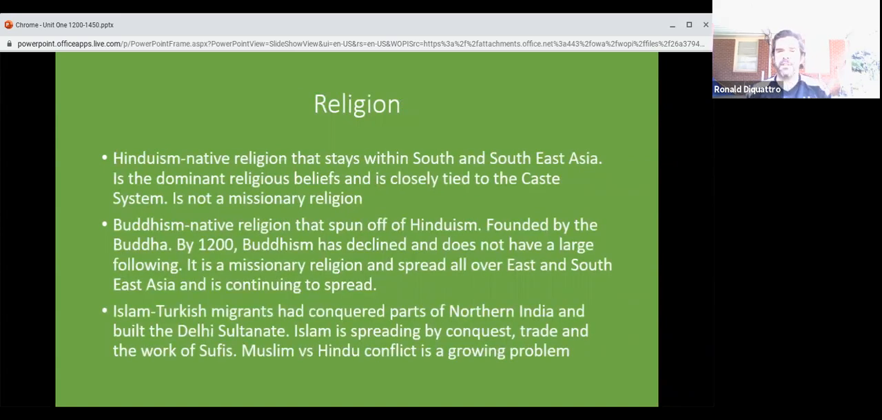Now, religion. There are three important religious practices in South Asia by 1200. Like with Islam, like with Confucianism, like with Taoism, I'm not going to give you a ton about the religious beliefs because that's not something that we particularly care about. However, I do want you to be exposed to the basic ideas. The most important religious belief in South Asia is Hinduism. Traditionally, this will be the most widely practiced religion in South Asia and in India today.